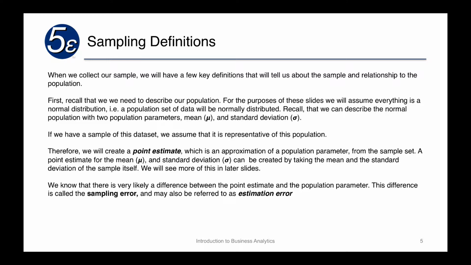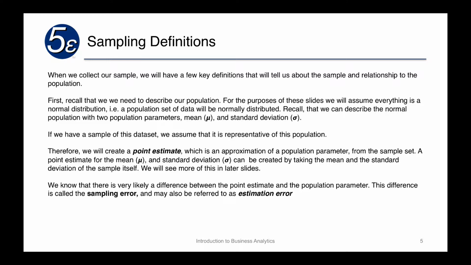And so what does this mean? Again, the point estimate is an estimation. If we have our sample and we calculate an average, we say that this is an estimate of what the population mean is going to be. And the standard deviation of the sample will be an estimate of what the standard deviation of the population should be.